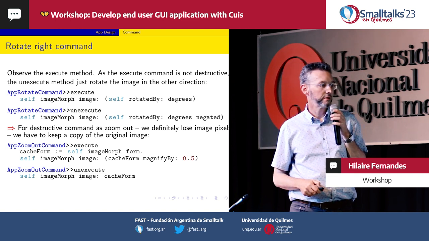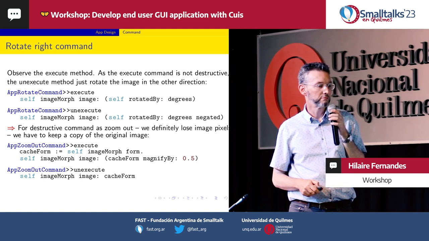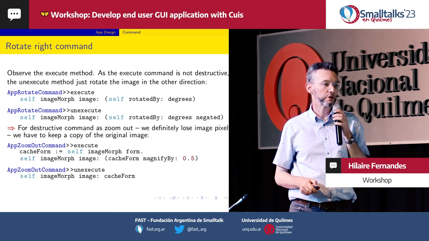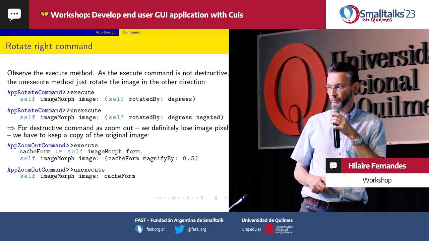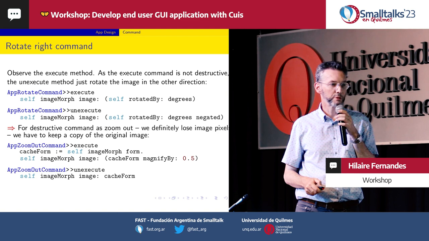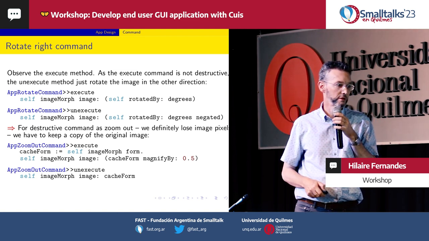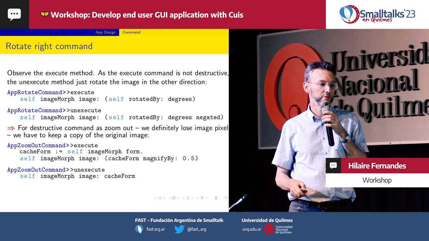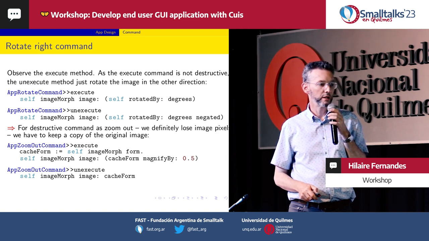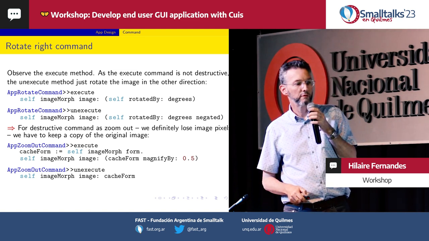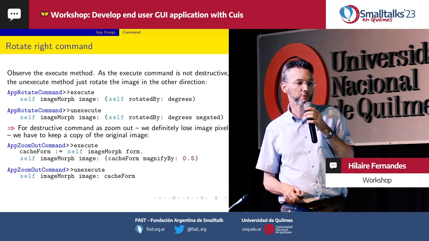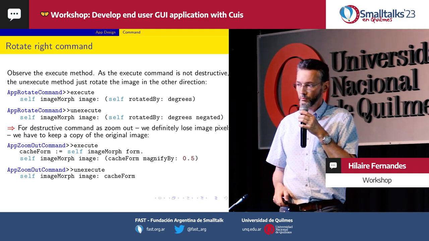So if we have the zoom out command, we have no choice. We have to keep a fresh copy of the image before it's modified. There, we keep it fresh. Then we modify it. So when we unexecute, it's a bit simpler. We just get back the cached copy.